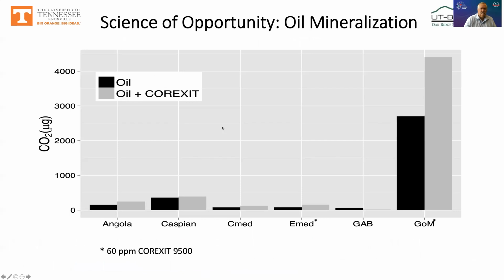Science of Opportunity showed us that, in fact, BP had licenses offshore Angola, offshore Caspian Sea, offshore Central Mediterranean, in the Eastern Mediterranean, Great Australian Bight. And they also wanted to see what the oil biodegradation rate would potentially be. And this is true mineralization to CO2. And you can see none of them performed as well as the Gulf of Mexico. And the Corexit 9500 worked the best in the Gulf of Mexico, clearly.